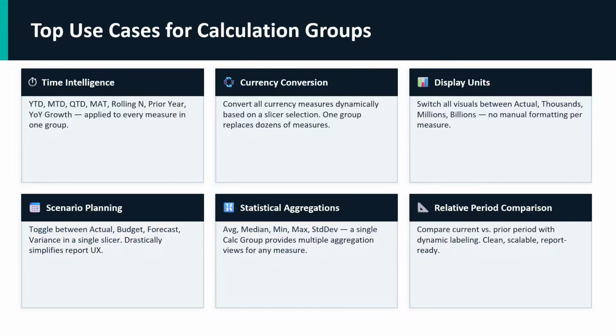These are the top use cases for calculation groups. The first is time intelligence. That is the most common use case, and that is what we built today. Year to date, month to date, quarter to date, MAT, rolling end, prior year-on-year growth. You can apply it to every measure in one group. We have 5 more. Currency conversion.